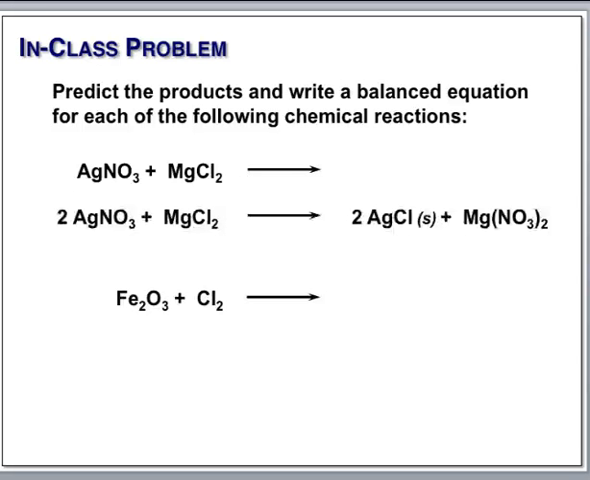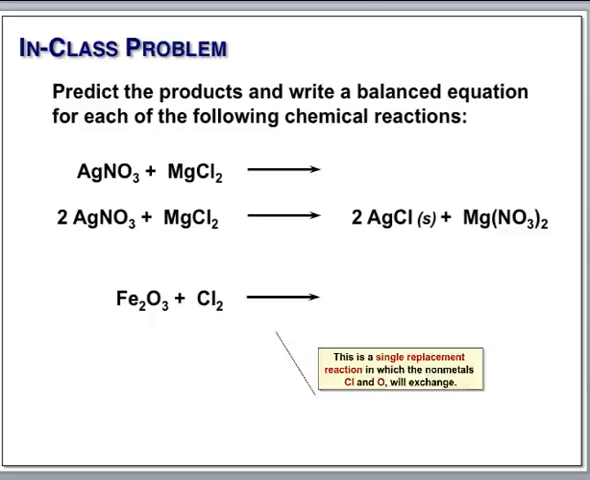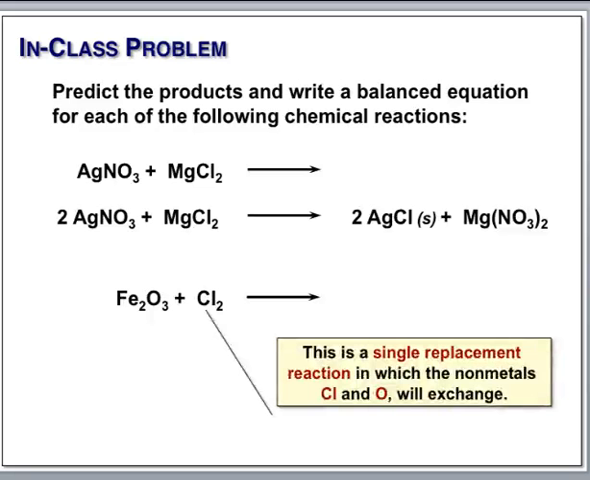Now finally, here we have iron 3 oxide reacting with chlorine. This is going to be a single replacement, isn't it? The nonmetal chlorine is going to replace the nonmetal oxygen. So we will get iron 3 chloride, and we will get oxygen, which is our element. So we're going to exchange chlorine and oxygen.